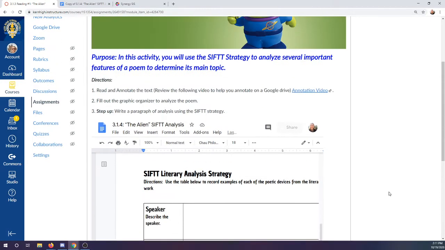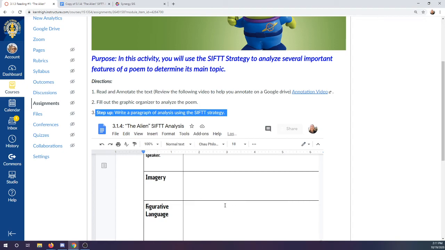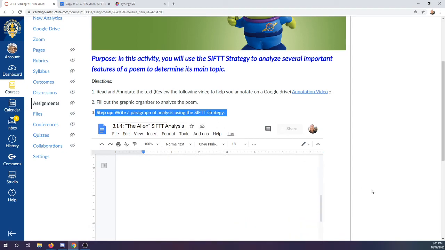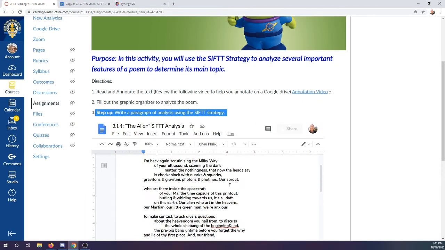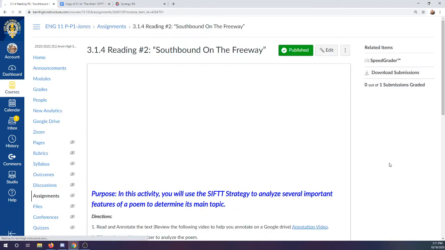However, if you think that this was too easy for you and you want to step it up, it's not mandatory, but you can write an analysis paragraph using the SIF strategy at the bottom of the document. And I definitely encourage you guys to do that. I also ask that when you're reading through the poem, you annotate it. If you're not quite sure how to annotate, you can click this video link right here and it will show you what you need to know. After you submit that, you can go to the next page.